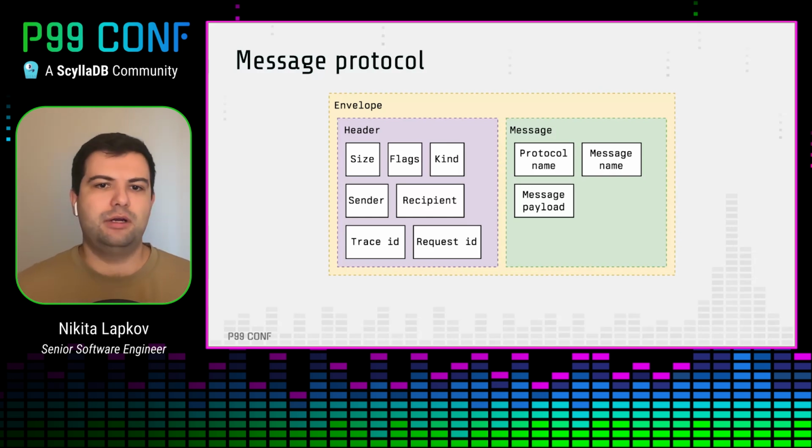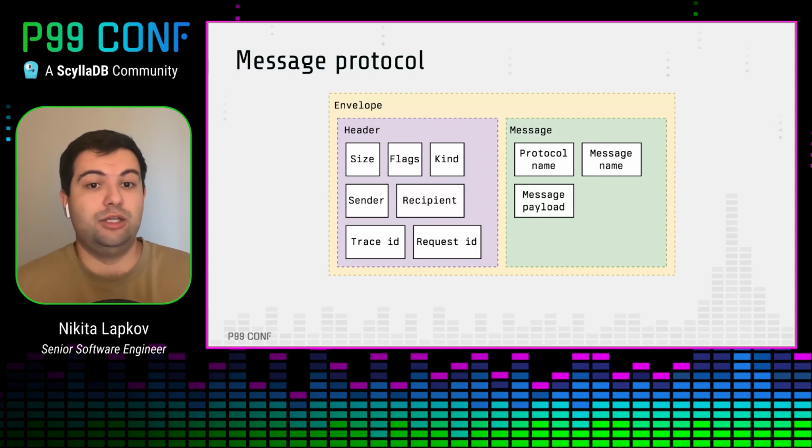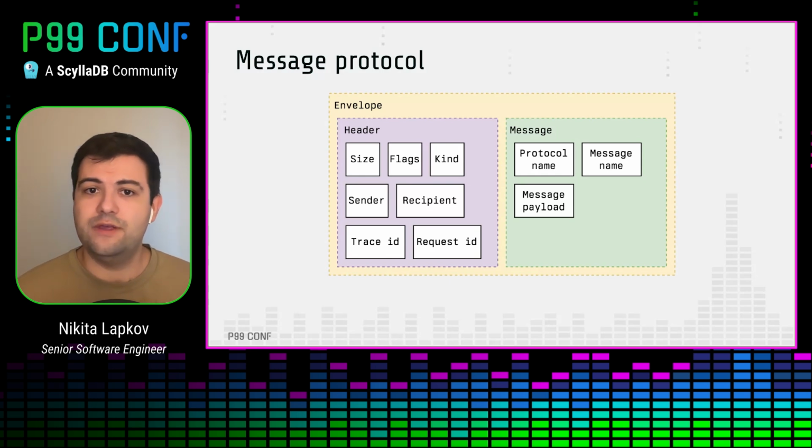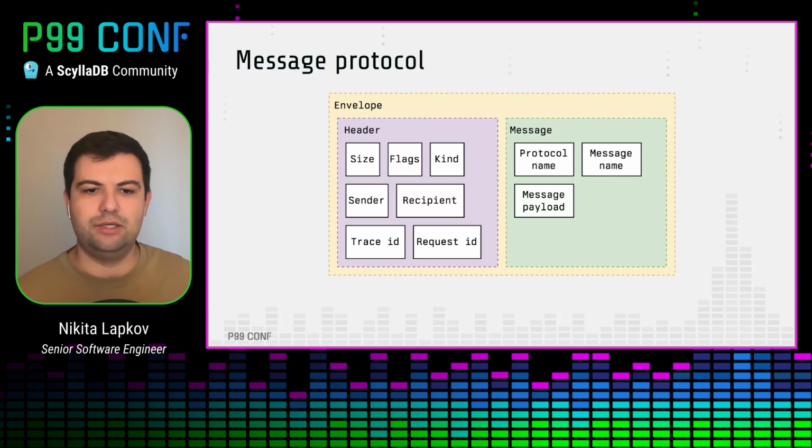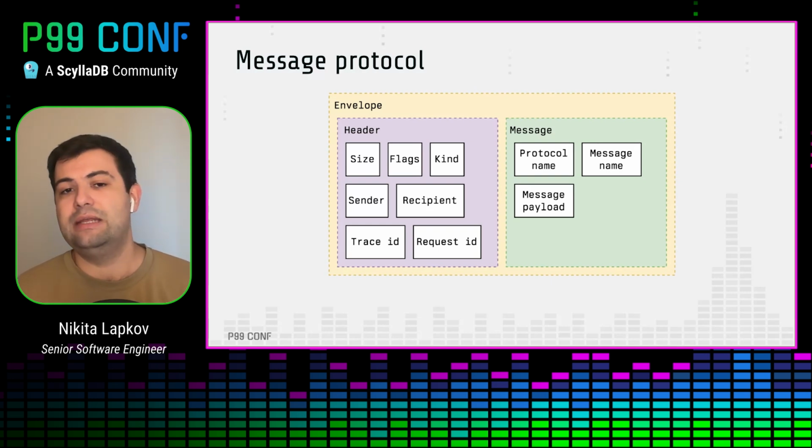The most interesting part of an envelope is the message. The message is the thing that actually encodes the contents of the Rust struct. It has three things. Two of them are names. The protocol name, you can think of it as a package name in protobuf or similar protocols. And the message name is the name of a struct. So this is basically a way to tell the receiving node what kind of Rust struct this message encodes. The message payload is encoded in MessagePack.